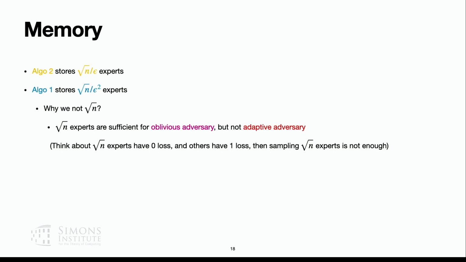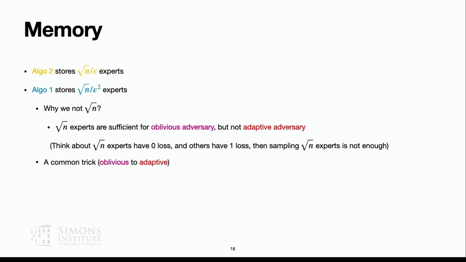So consider the following simple example. All the experts have lost 1, but only square root n of them have lost 0. In this case, if you sample square root n experts, you will only sample 1 of these square root n good experts, that is, an expert that has lost 0. But once you commit to this expert when you run the algorithm, the adaptive adversary can immediately assign a large loss, like loss 1, to it. So sampling square root n experts is not enough.